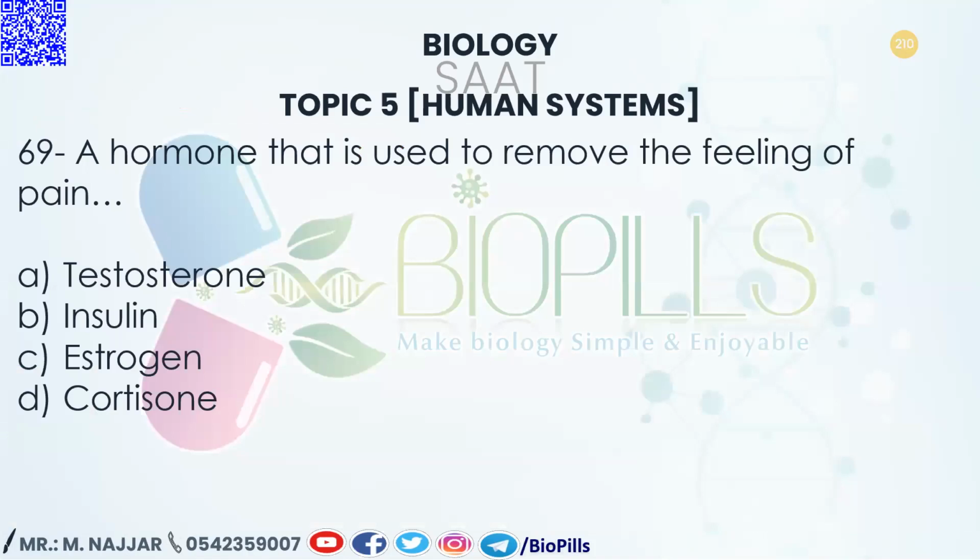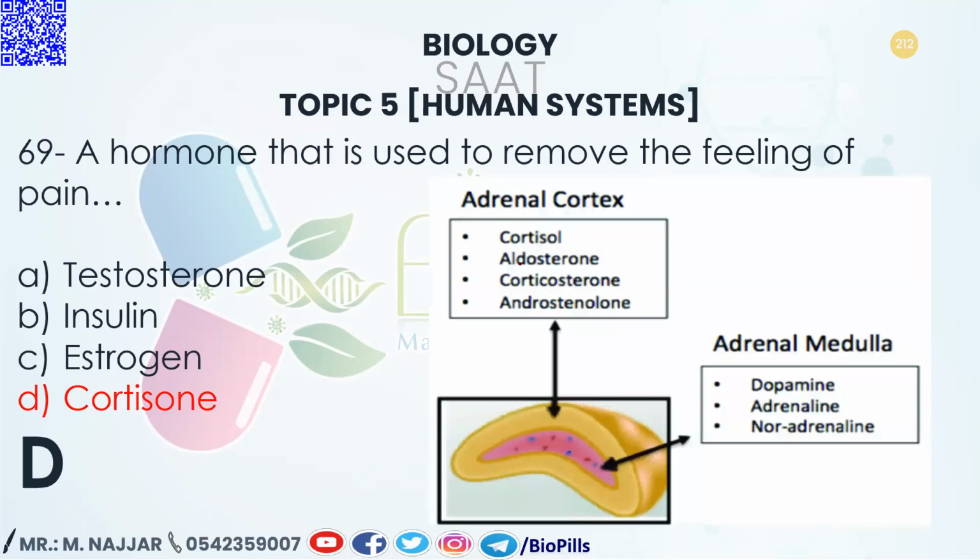Question number 69. A hormone that is used to remove the feeling of pain. It is the cortisone. Perfect. This is the cortex that is being secreted. All of those, you do not need to have all of them in the SAAT, I just need the cortisone.